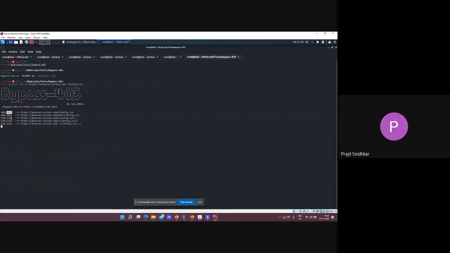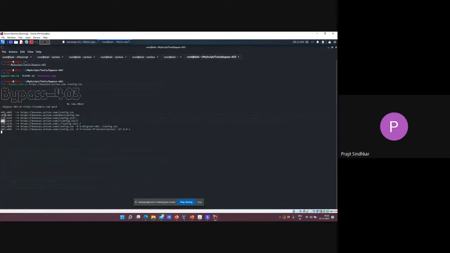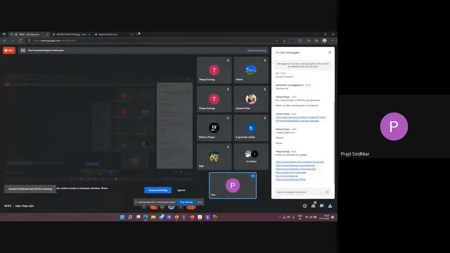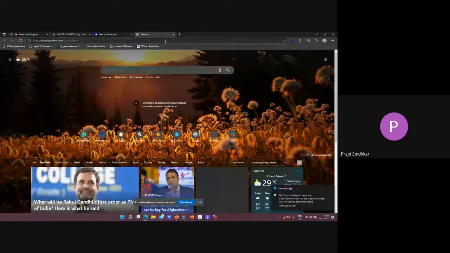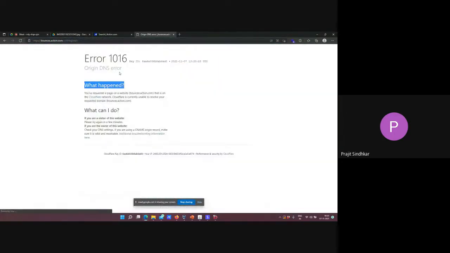Now depending on status code, you can check. It is showing 530. What status code is this? If you are not sure what it is, just open the URL. If you get 200, open the URL. If you get some unusual status code, open the URL. And if you get 403, no need to check. It is still not bypassed. Okay, so this is 530. So copy link address. Okay, origin DNS error, so we can't do anything here.